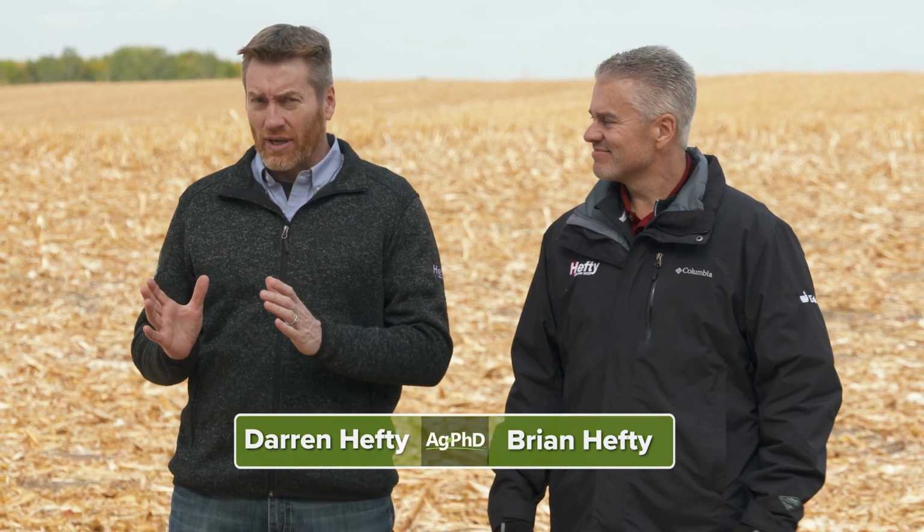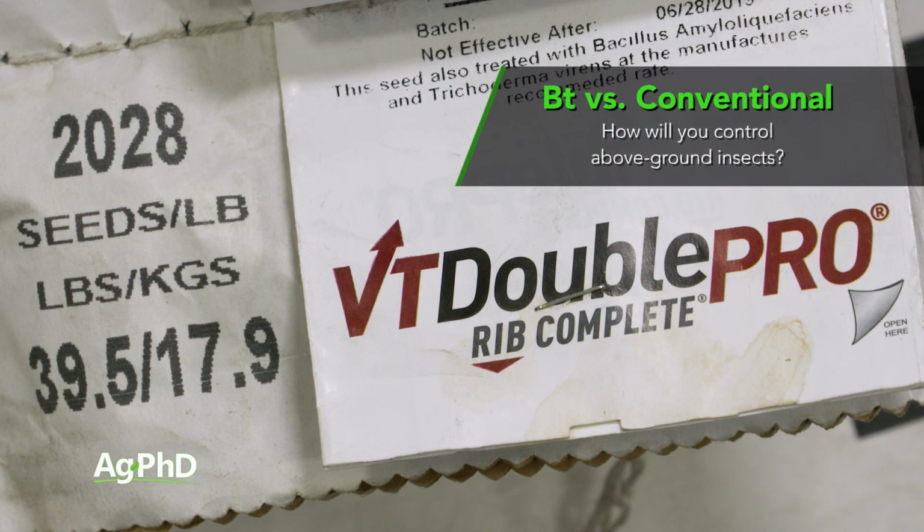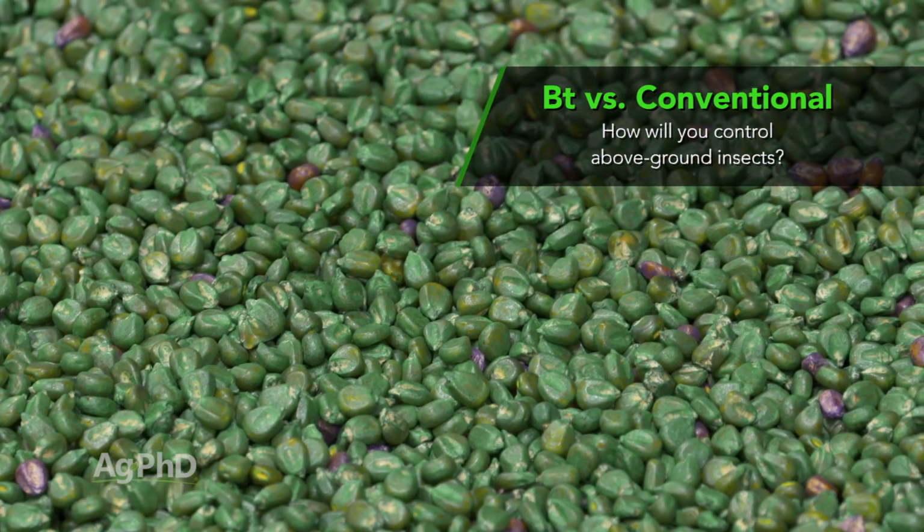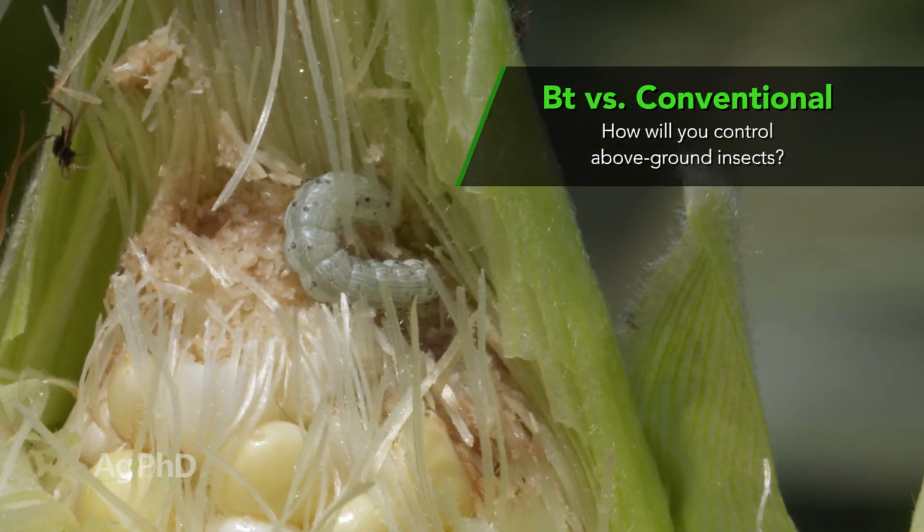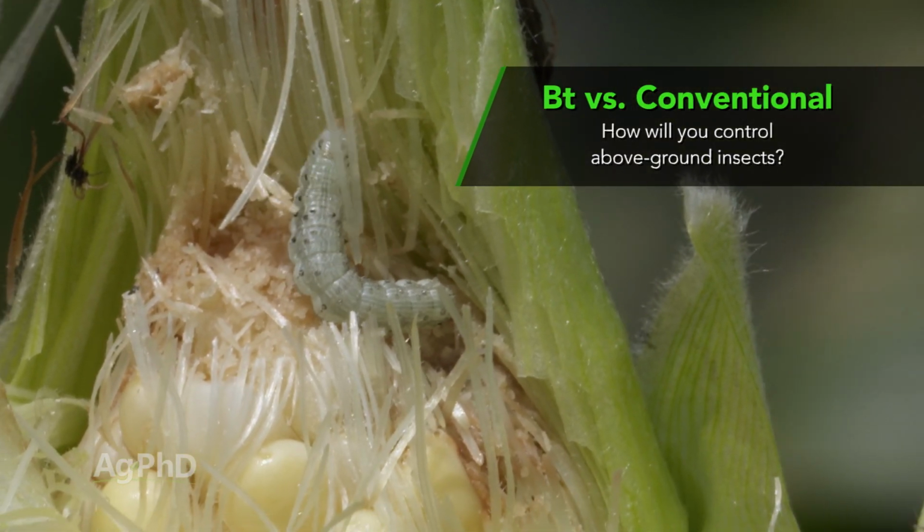One of the decisions that you've got to make going into next season, if you're going to plant corn, is what traits are you going to use? We're going to talk about different BTs that could be used for above ground pests and also talk about what you are giving up if you go to conventional corn.